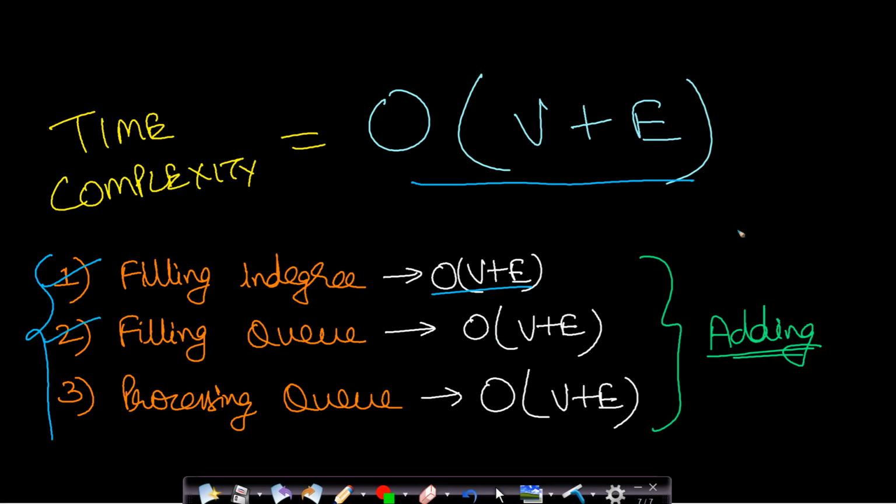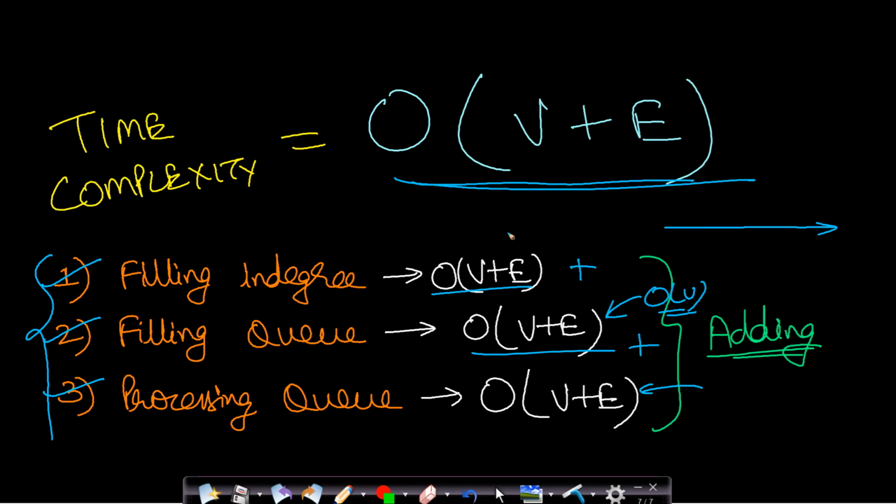So we were just traversing through the in degree array and we were filling the entire queue with the nodes having in degree value equal to 0. So that is also order of V plus E. Actually this will be order of V, and the third step is processing the queue, which will take order of V plus E since we are processing each and every node only once. So these three will all be added and the total time complexity will be order of V plus E.